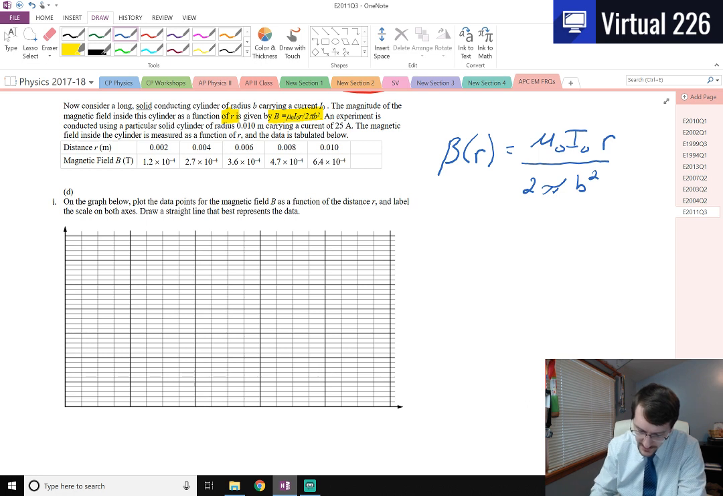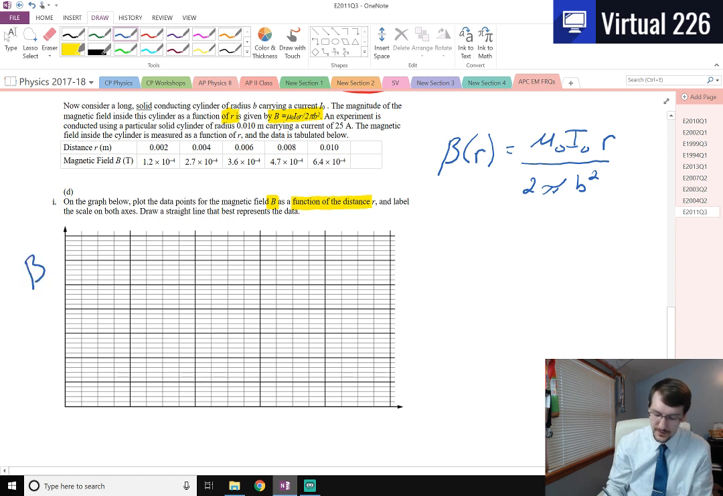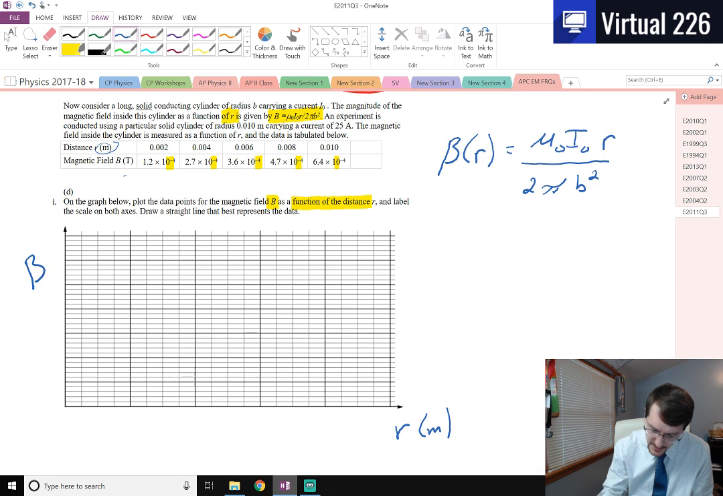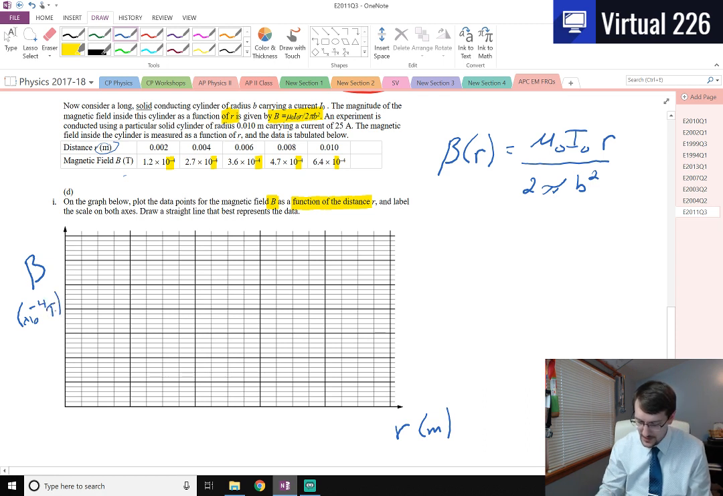And what we want here is to plot the magnetic field B as a function of the distance R. So since B is dependent on R, B is going to be our y-axis, R is going to be our x-axis. If we look at our units here, just because that's important, I see up here radius is in meters, so let's put this in meters. The B field is in Tesla, and all of these values are times 10 to the minus 4. So let's just say that this is the B field as measured in times 10 to the minus 4 Tesla. Okay? And let's just plot these up.